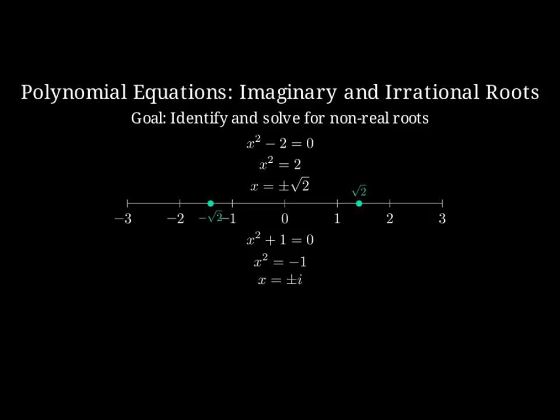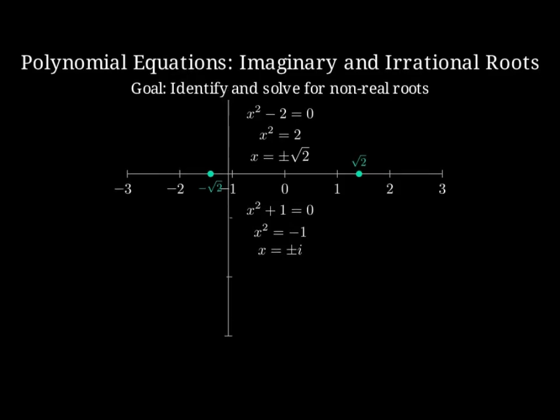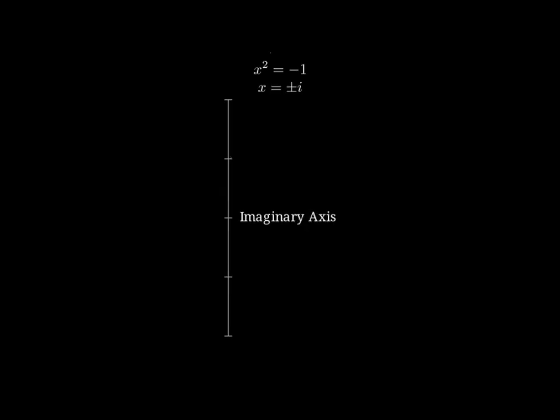These are imaginary roots. We can represent imaginary numbers on a simple vertical imaginary axis. The point i is 1 unit above the origin, and negative i is 1 unit below.